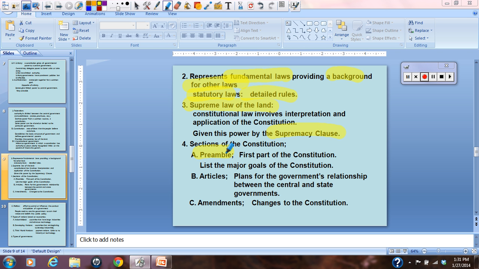What is the preamble? Okay, first part of the Constitution. Easiest way to remember a preamble is what? Pre. Okay? Articles are what? Plans. Plans for the government. Amendments are changes. When you amend something, you're changing it. We good? All right?